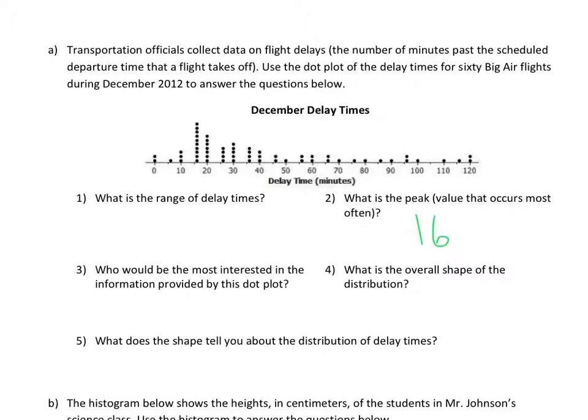Number 3, who would be the most interested in the information provided by this dot plot? Well, if you're talking about delays, you as a passenger wouldn't want to go with an airline that has longer delays. So really, who would be the most interested would be passengers looking to book flights. So here we will write passengers looking to book flights.